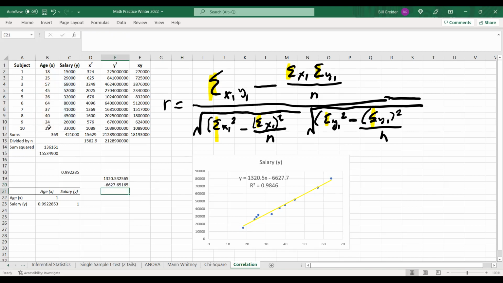All right, so let's try. I don't know if anybody has their phone handy, but basically, if I take a y that I don't know, I want to know what my salary is going to be at age, say, pick one that's not here, say 50. I don't see 50 on here, right? If I do that formula, 1320.5 times 50, and I subtract 6627.7, I'm going to get a salary that I could expect based on the data I have. So it allows me to predict.